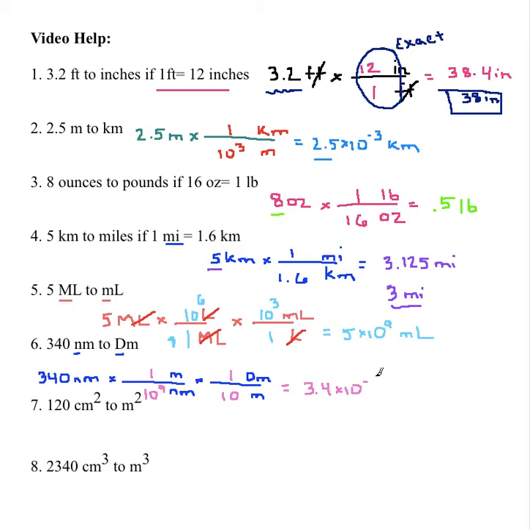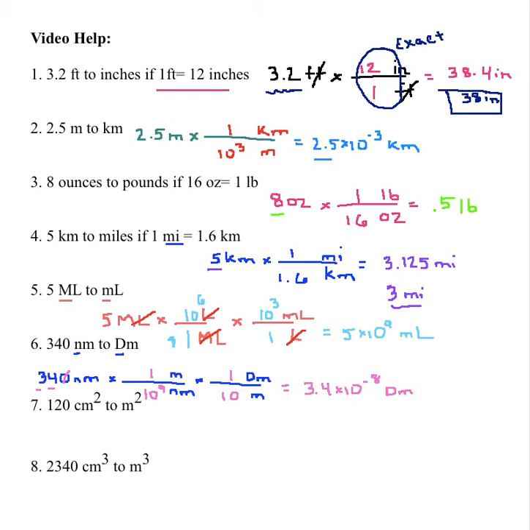Now here's the interesting thing. 340 has 2 sig figs, 1, 2, because the 0 doesn't count since we're counting from right to left. And this also has 2 sig figs, so I already took care of the sig figs without realizing it. And my units are decameters.